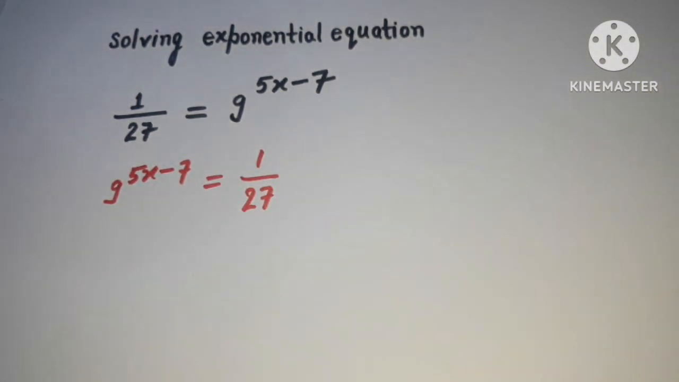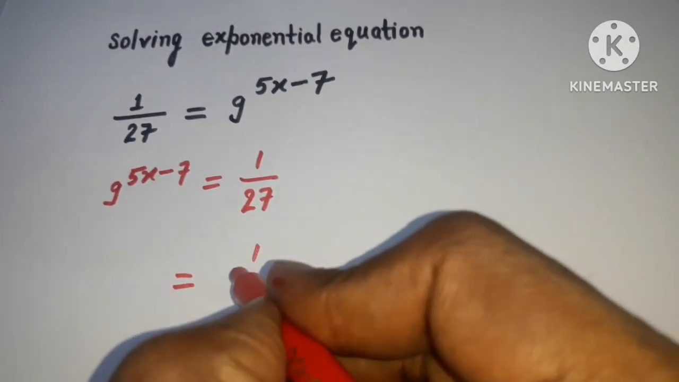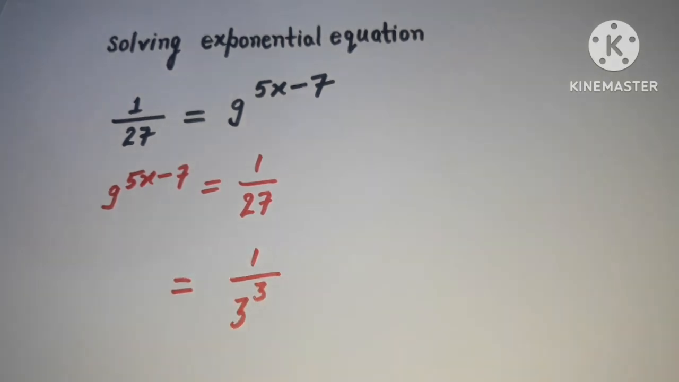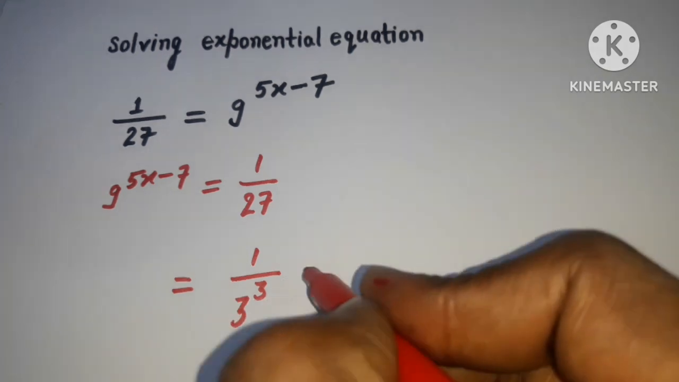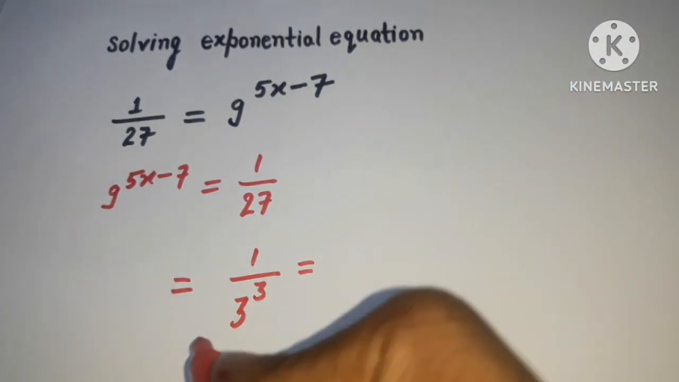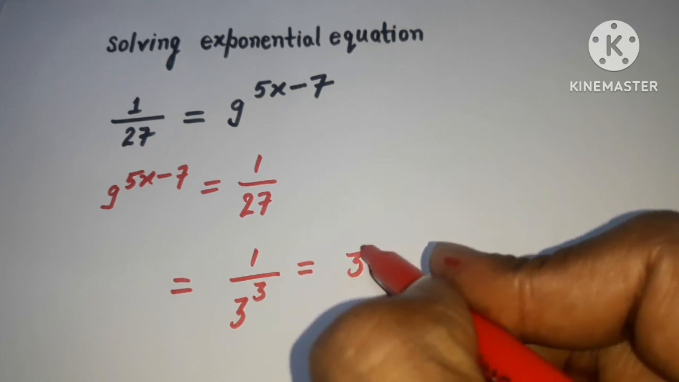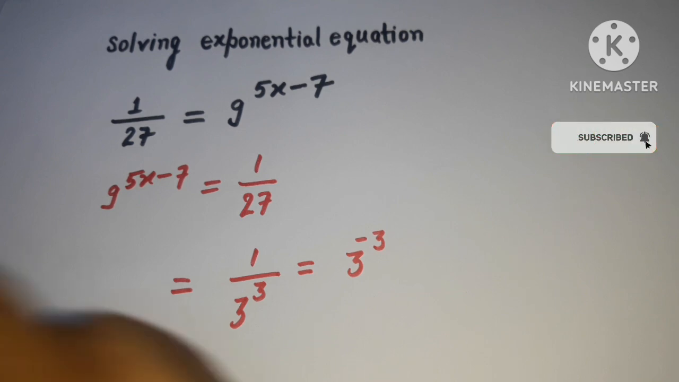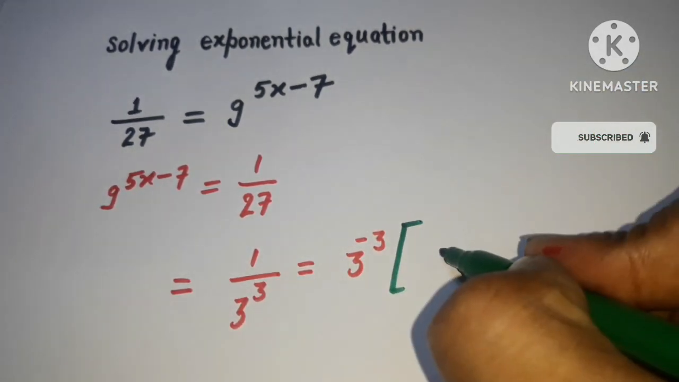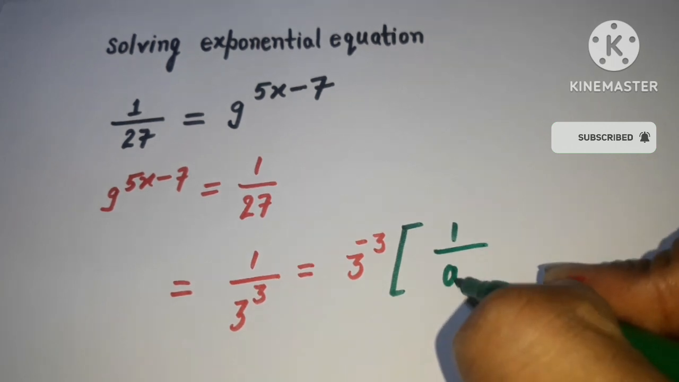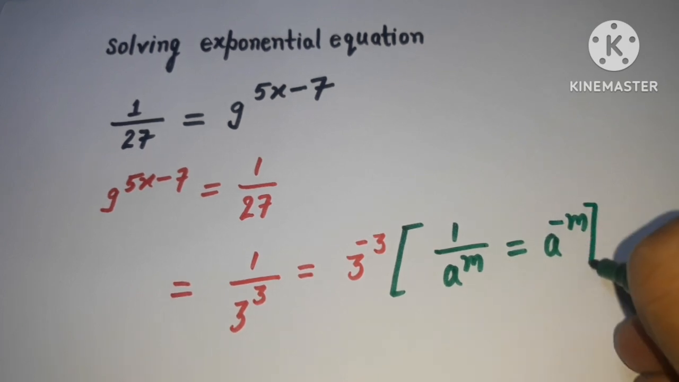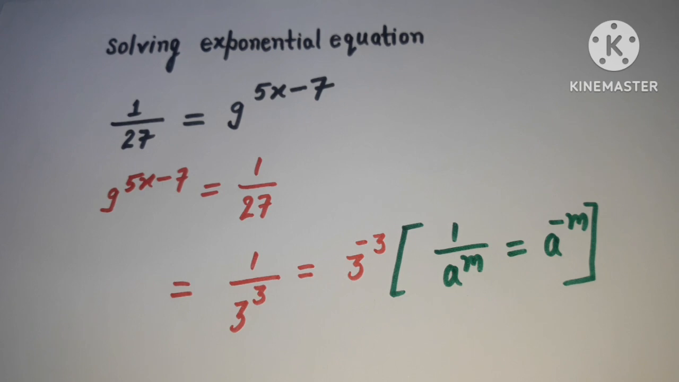So 1 by 27 is in rational form. I need to put this one in exponent form. We know that 27 is 3 to the power 3, 3 into 3 into 3. And if anything is in this form, I can write 3 to the power minus 3 by using the formula: suppose 1 by e to the power m, this will go up and become e to the power negative m.